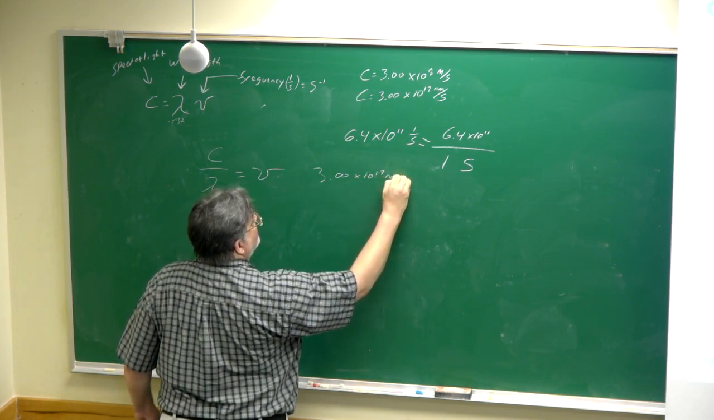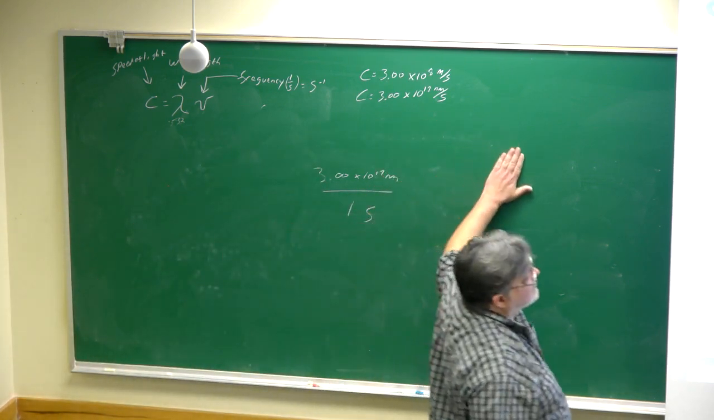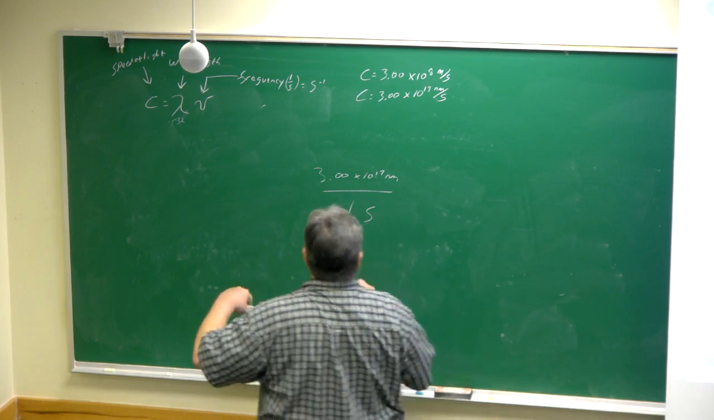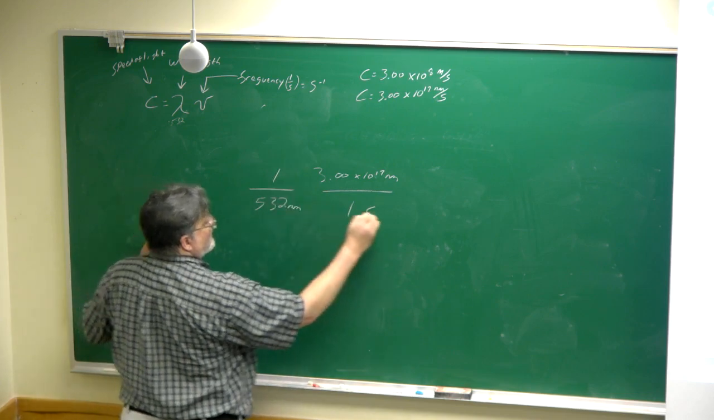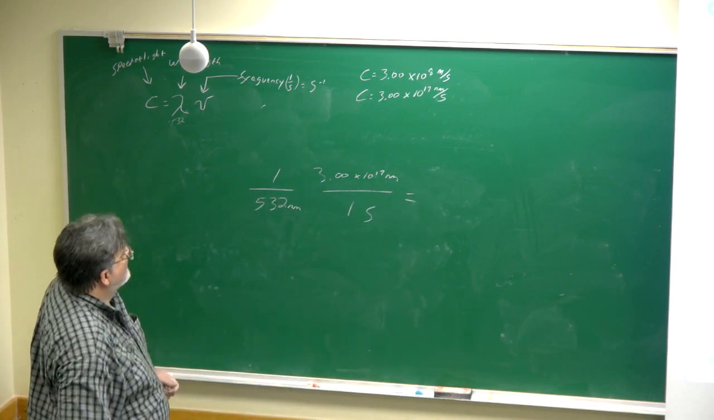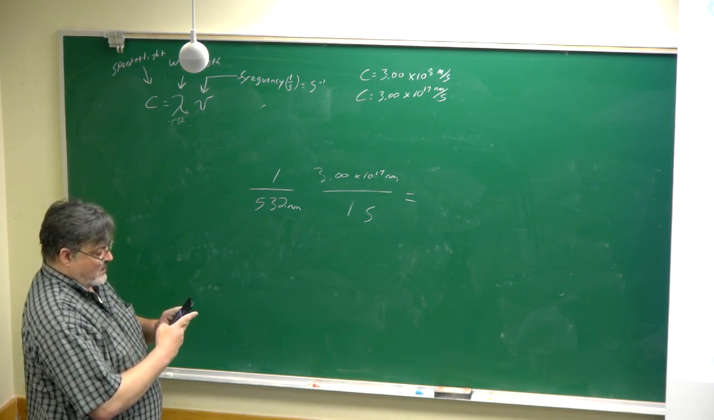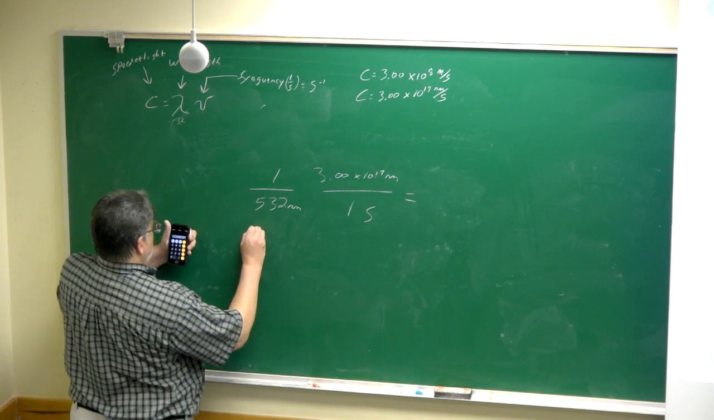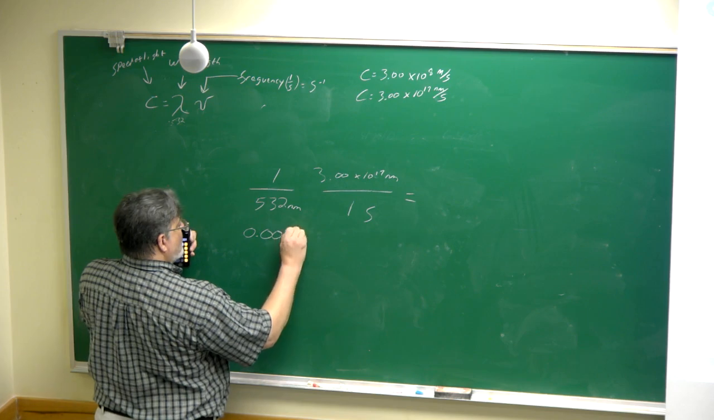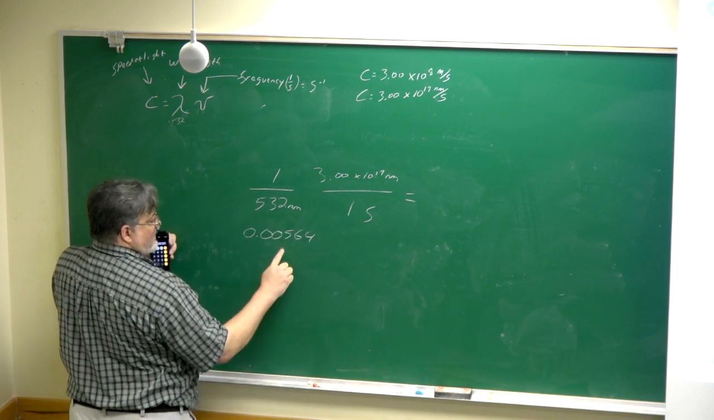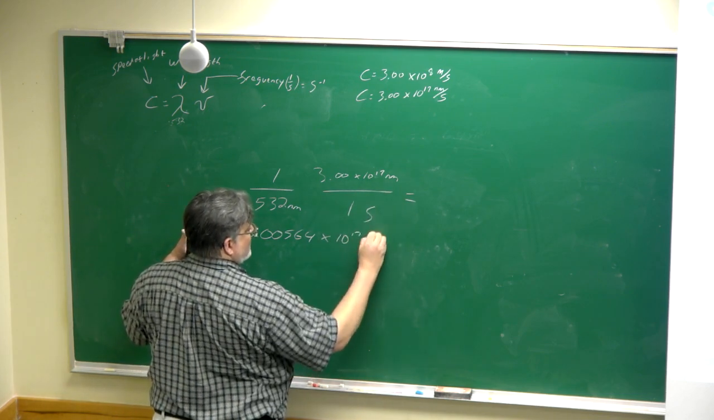10 to the 17 nanometers per 1 second. 532. Solve it like that. 3 divided by 532. I'm going to have 3 significant figures, so 564. So 3 divided by 532, this is what my calculator gives me, rounded to here. Nanometers.